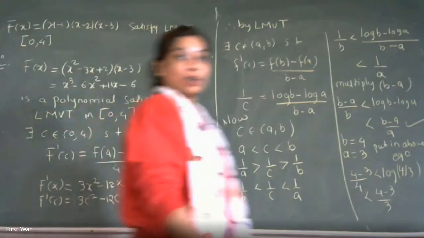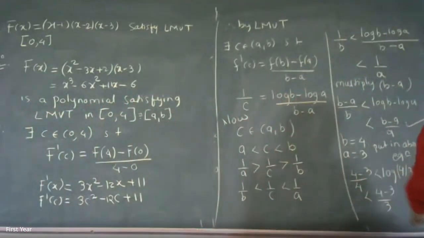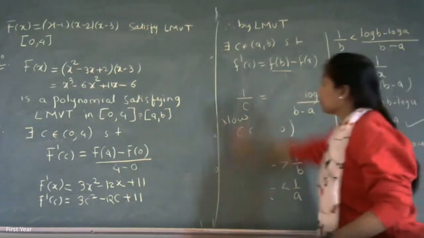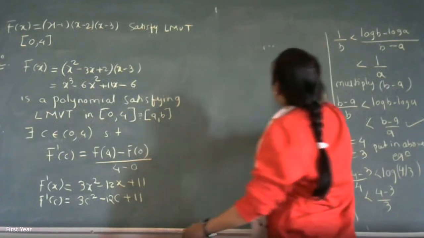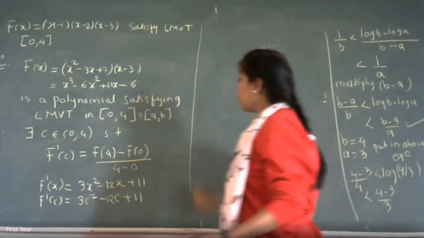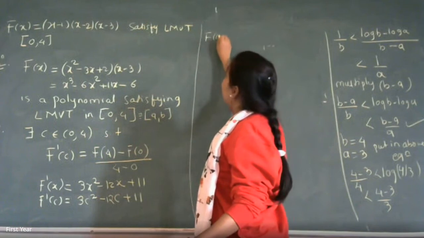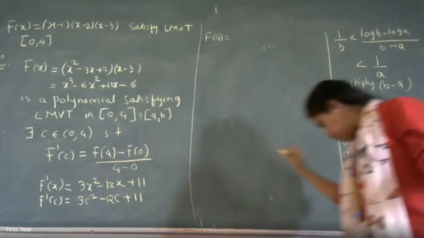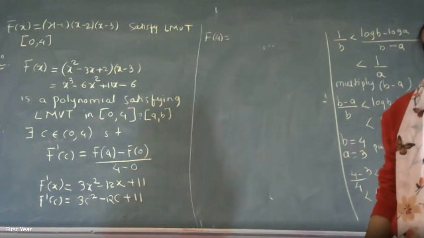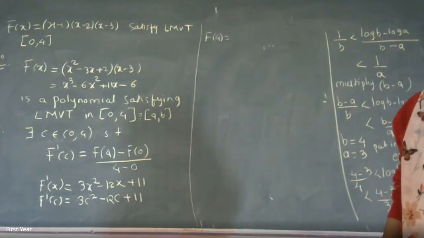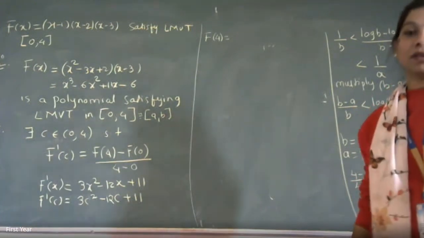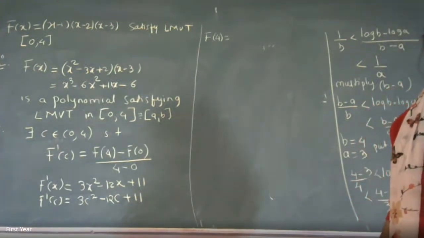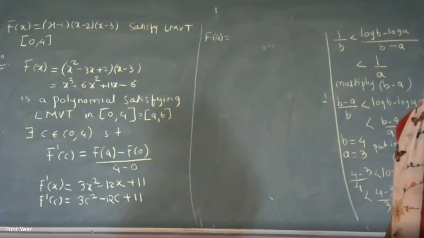Next, roll number 41. What is f of 0? What is f of 4? How do you find f of 4? Quickly. Roll number 41, are you there? Okay, roll number 36. How will you find f of 4? Try to answer, it may be wrong.